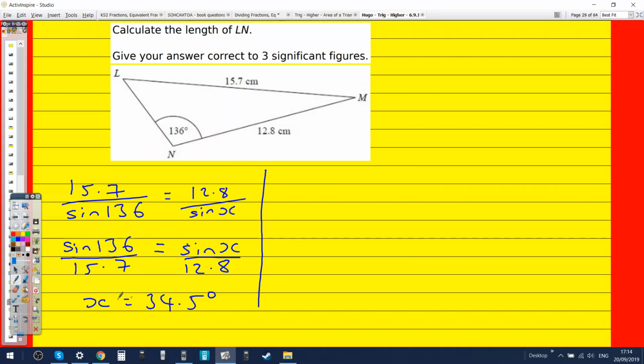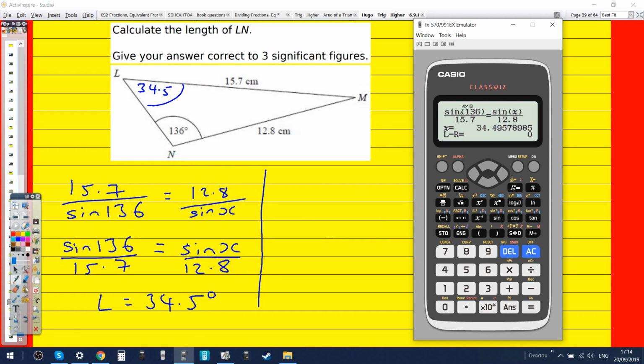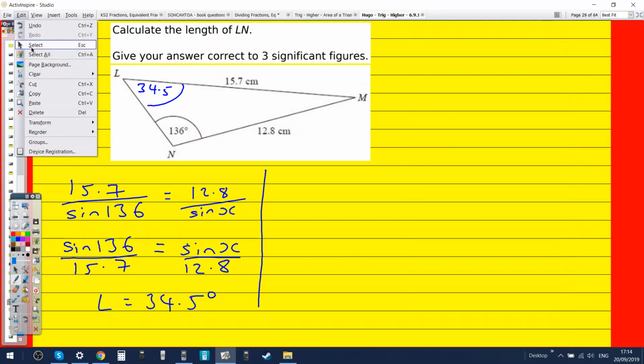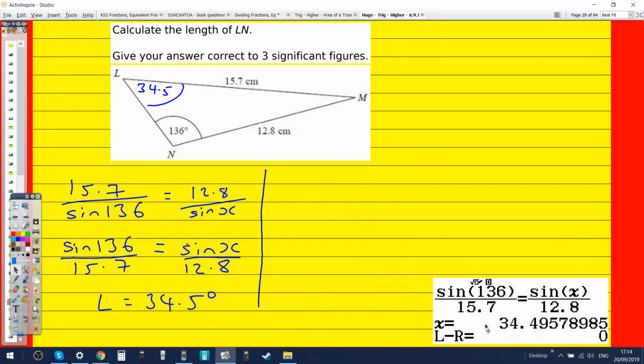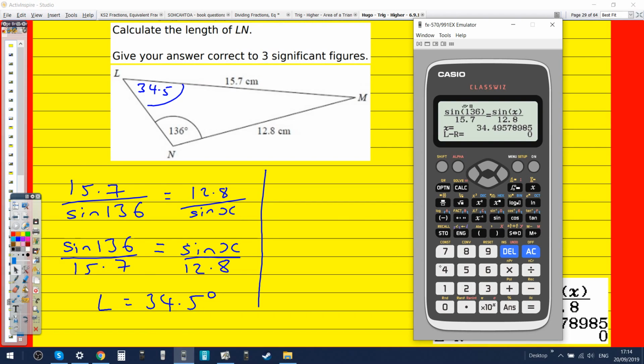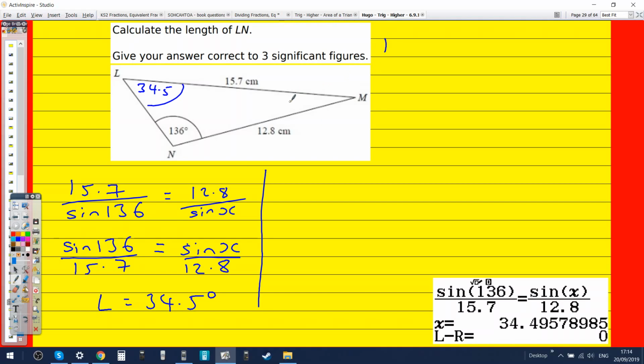Okay, what is that angle x that we just found? What angle is that actually? It's not called x on the diagram. So that's L. Okay. Now that you have two angles, how can you find the third? So that's 9.5. And now how can we use that?